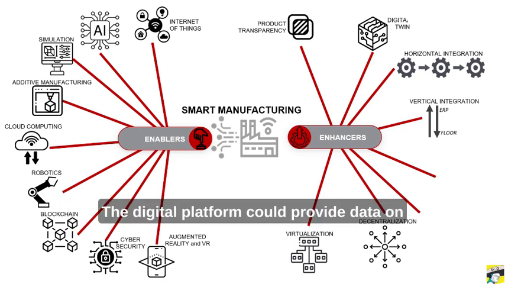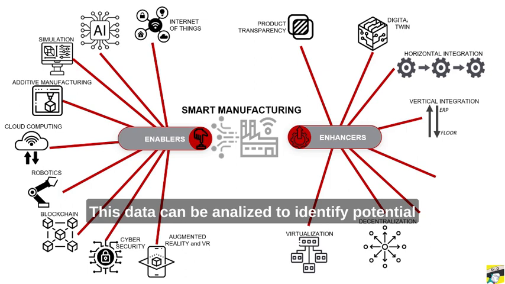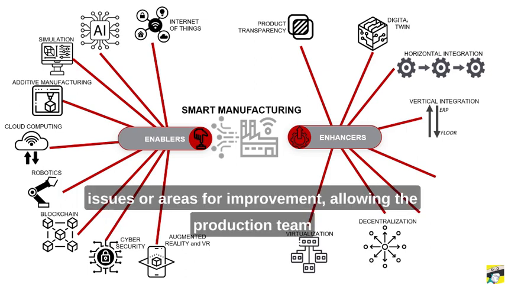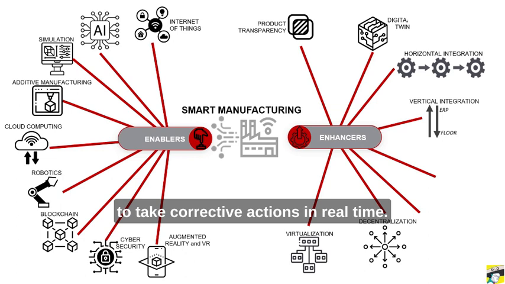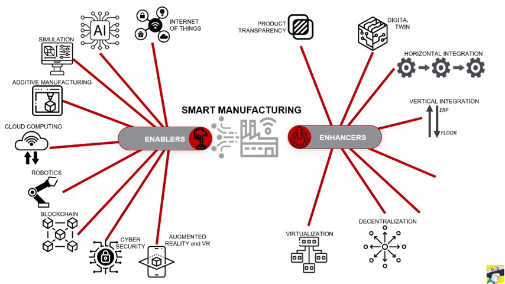The digital platform could provide data on the performance of each machine, such as its uptime, downtime, and output. This data can be analyzed to identify potential issues or areas for improvement, allowing the production team to take corrective actions in real time. The platform could also provide real time data on the availability of materials, which can inform production scheduling and inventory management.